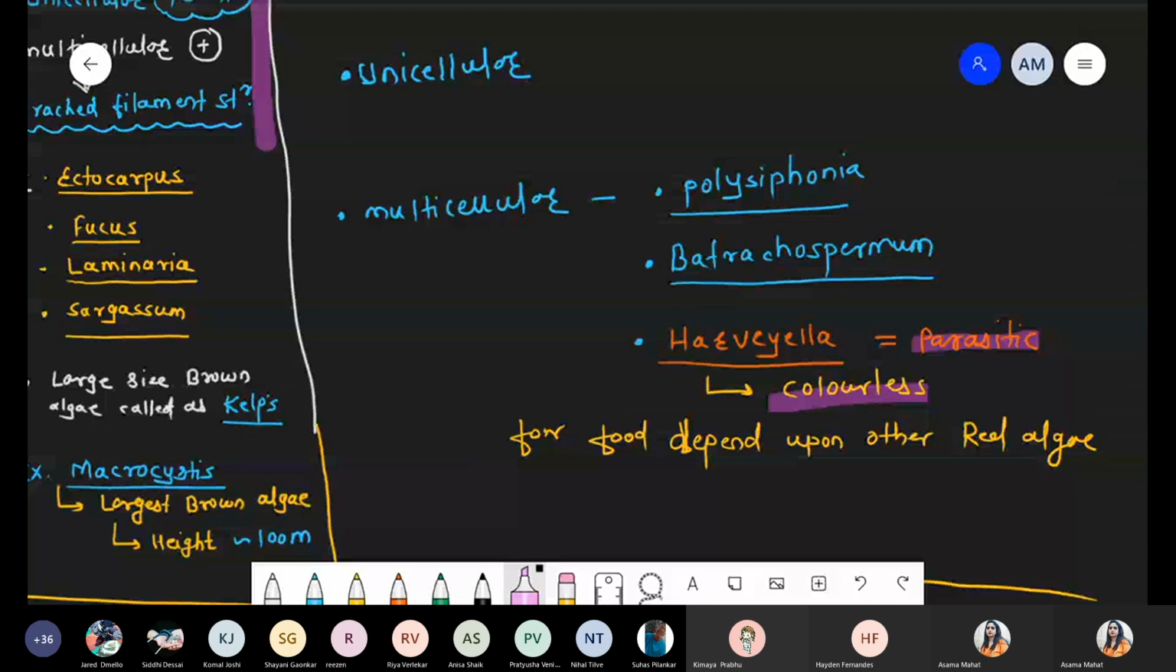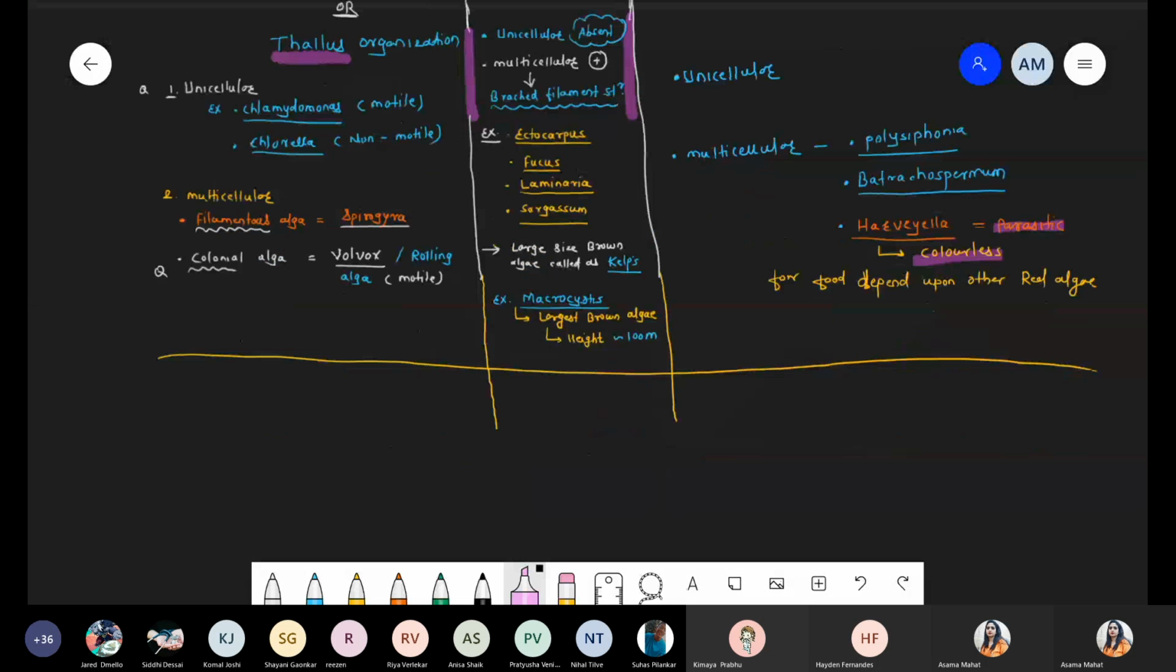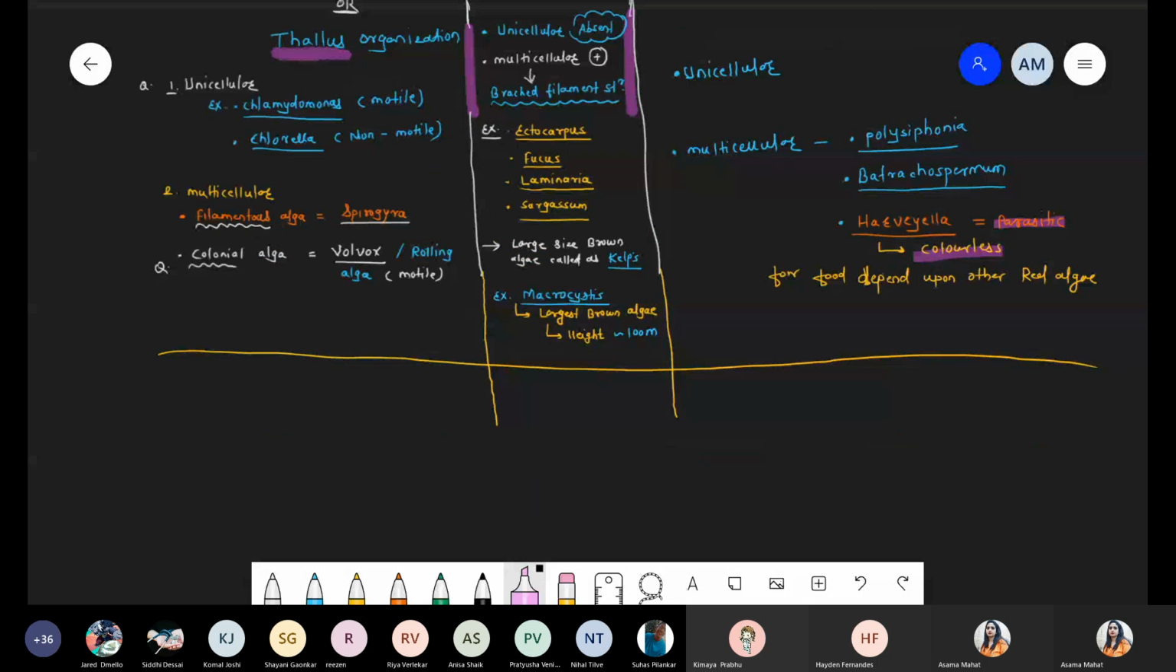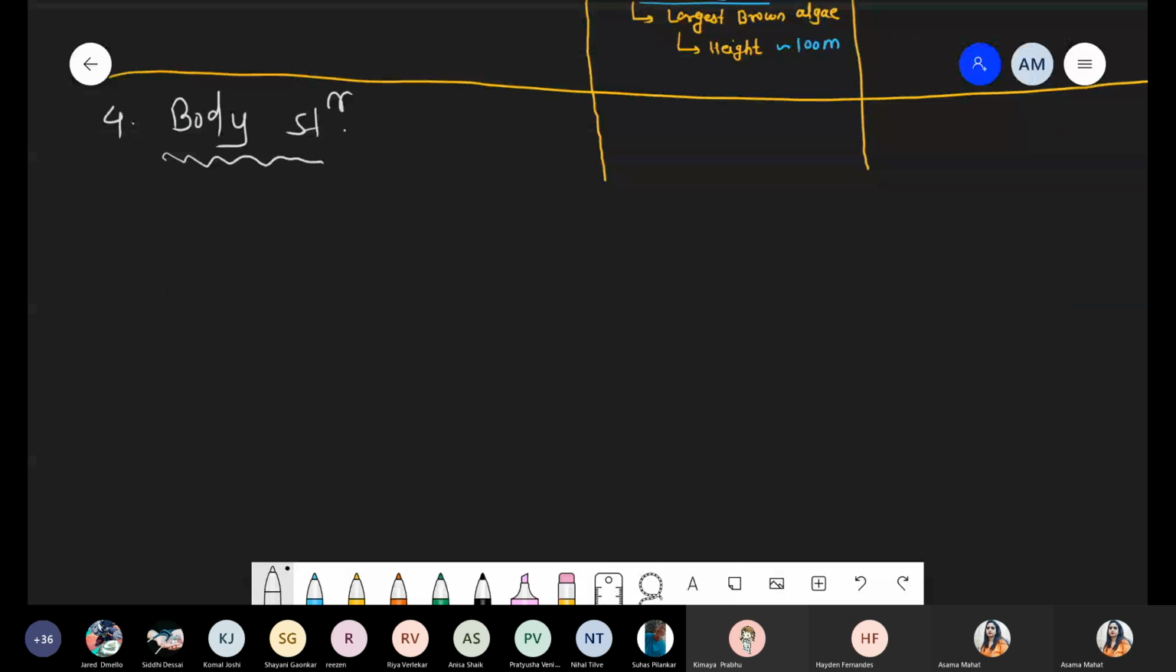So quickly see. We are talking about the chart. All information we are writing in the chart. So this is number three, that is body organization. Number 4, we are talking about body structure. Next feature, next characteristic, body structure. Body structure means we are talking about diagrammatic representation. First of all, we are talking about the green, then brown, and finally the red. So first we are talking about body structure in case of green algae. And under the green algae, we are taking one very simple example.